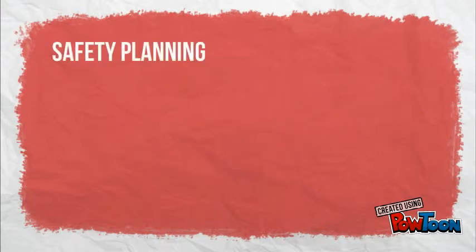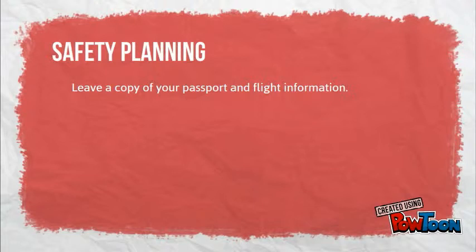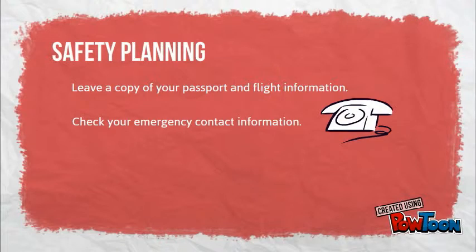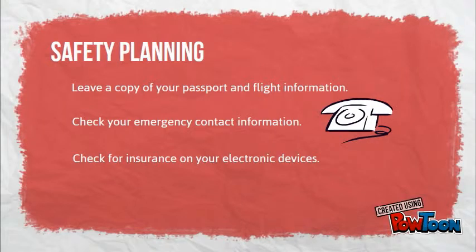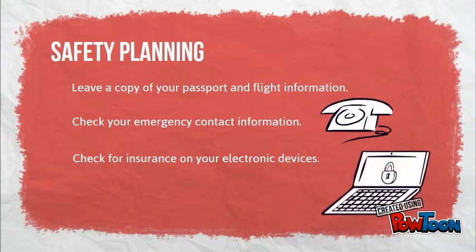Planning for your trip abroad, your safety should be one of your top priorities. Before leaving on your trip, you should make sure to take a few precautions. Be sure to leave a copy of your passport and flight info with family. If something goes wrong and this information is misplaced or stolen, it is helpful to have copies on hand. Additionally, make sure that your emergency contact info online is filled out correctly. This is important in case of an emergency. Check with your homeowners or renters' insurance to see if laptops and electronics are covered. This can be important if they are missing or stolen.